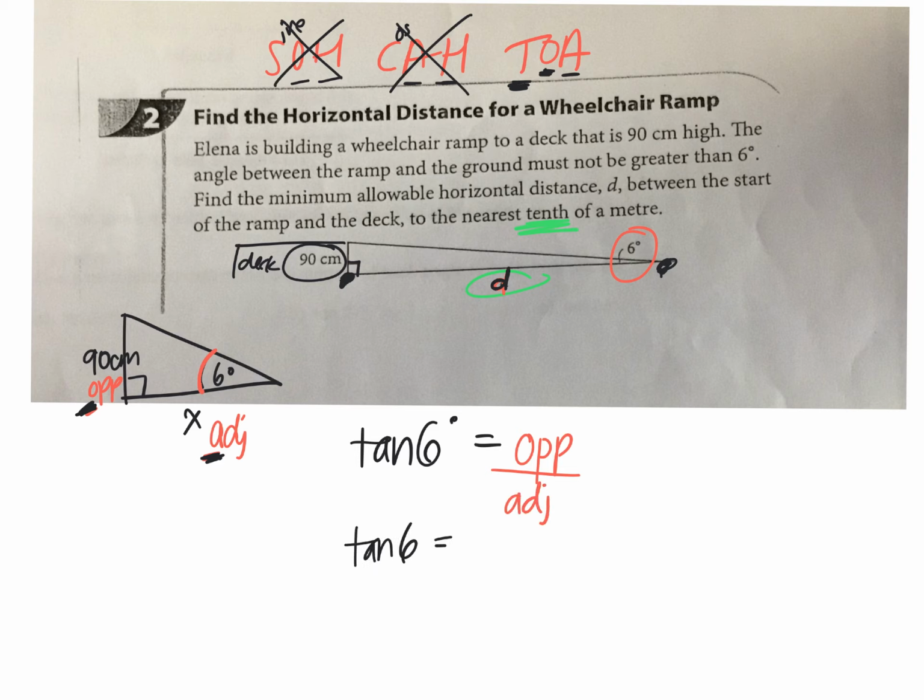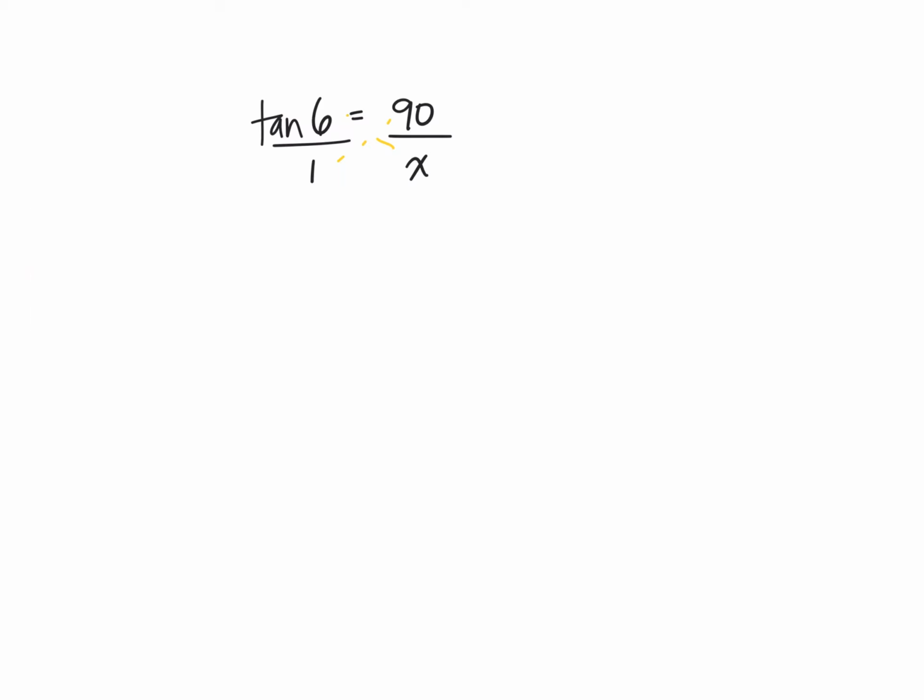Tan 6 equals, what's the opposite side length? Is it 90 or X? Which one's opposite? So 90 over X. Put this over 1 and we're going to cross multiply. We have to solve this one a little bit differently, so let's do it together. So cross multiply, tan 6 times X.